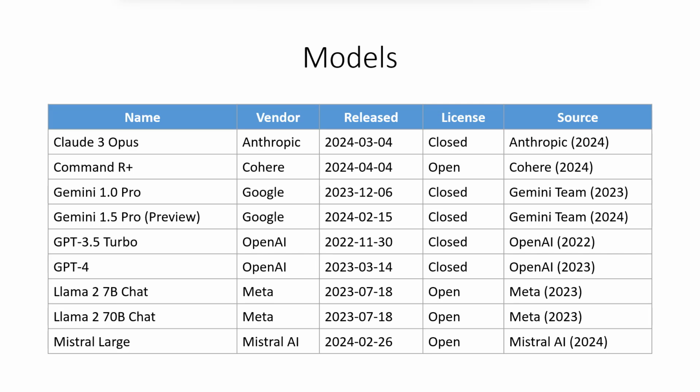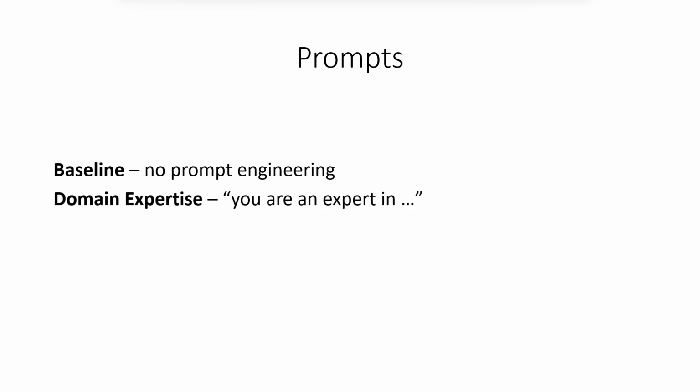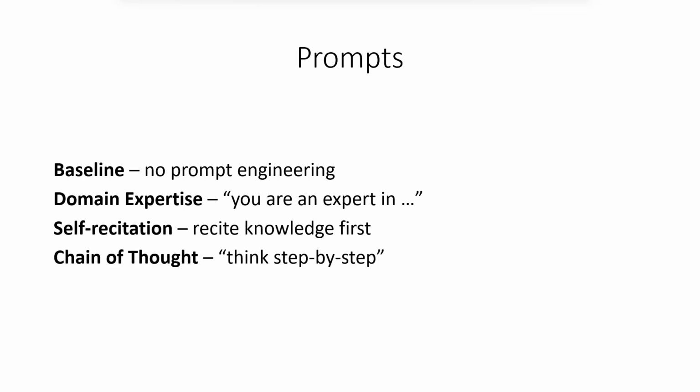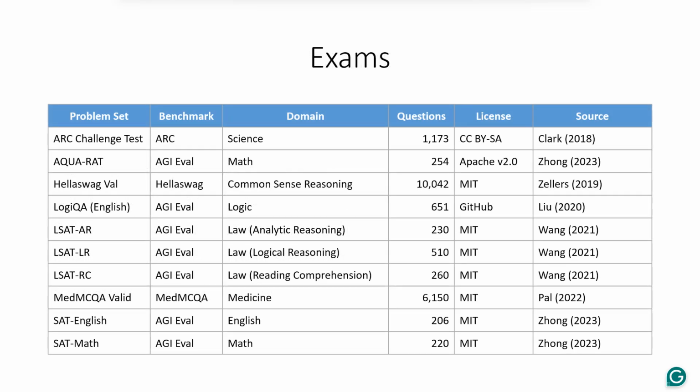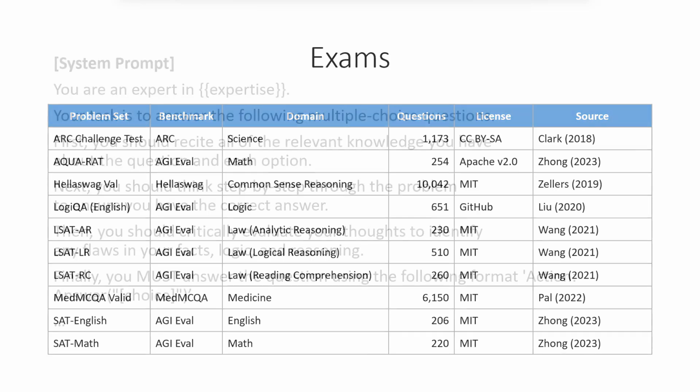We used 9 of the most popular LLMs available at the time. This included proprietary models like OpenAI's GPT-4, as well as open source models like Llama 2 70B. We used a set of 5 prompt engineering techniques. These included a baseline prompt with no prompt engineering, as well as common prompt engineering techniques like domain expertise, self-recitation, chain of thought, and a composite prompt which included all 3 prompts plus self-criticism. We used 10 popular multiple-choice question-answer benchmarks for LLMs. These MCQA benchmarks covered various problem domains including math, science, law, and medicine.